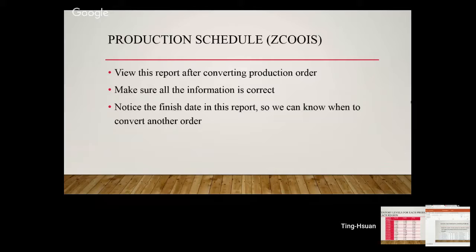This report shows us information about all the production orders in the system. We can keep tracking of which production rounds have been complete already and which production rounds have yet to be produced. After converting production order, we need to view this report, making sure all the information is correct, including finish date, target quantity, and so on, in order to ensure that the production lines can keep running. We need to notice the finish date in this report. By knowing this, we can convert another order before the old production orders finish.